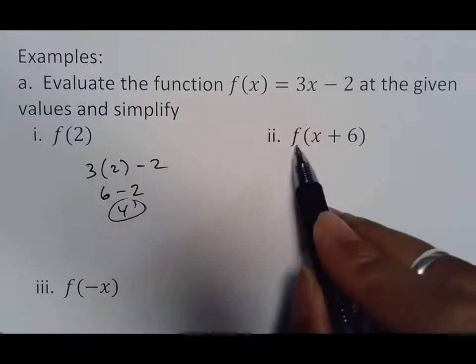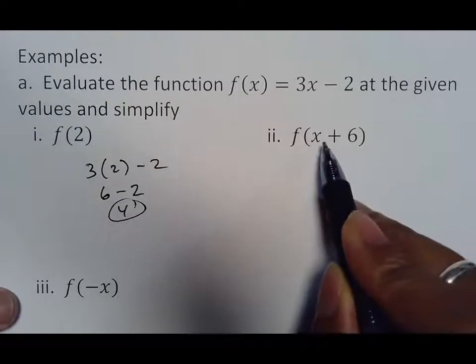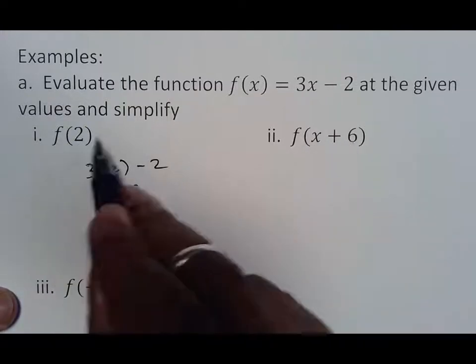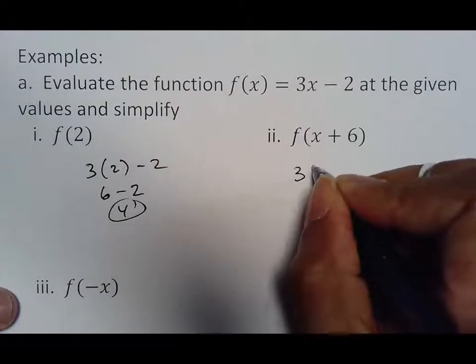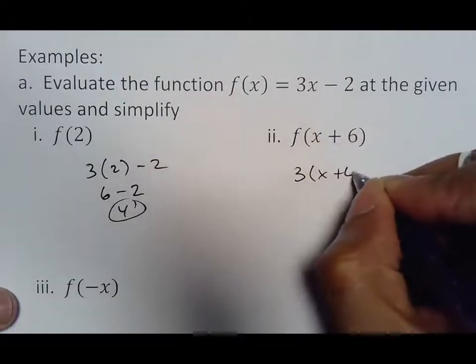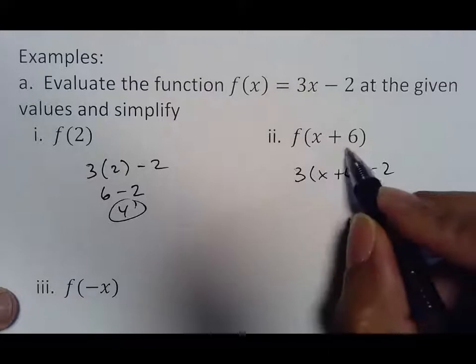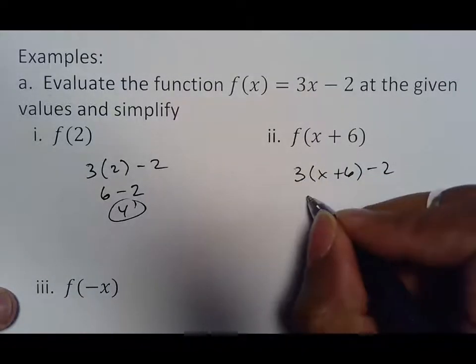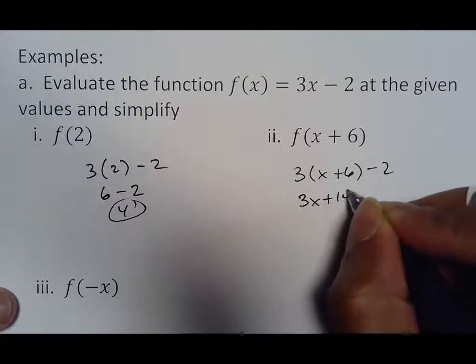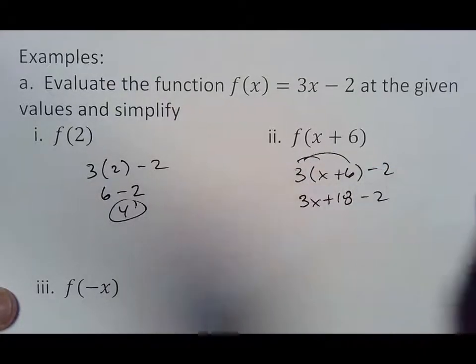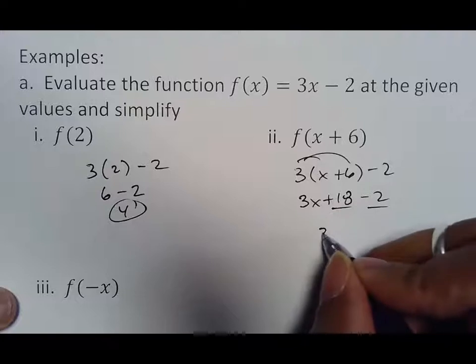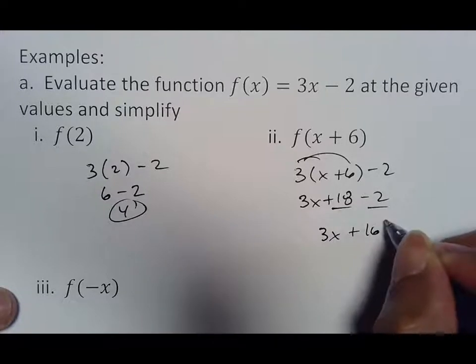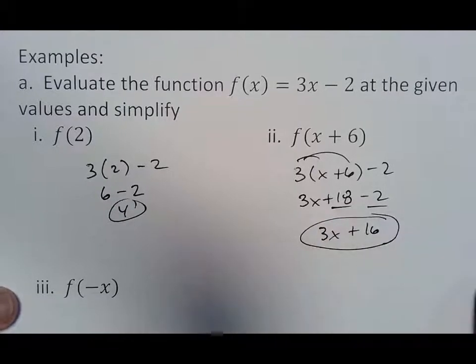Now, what is f of x plus 6? What that means is take x plus 6. Just like here, we put this in for x. It means put that in for x. So you take this and put it right there. So 3 times x plus 6 minus 2, which then becomes, as you distribute, 3x plus 18 minus 2, which when you put your like terms together, 3x plus 16 would be the answer to that.